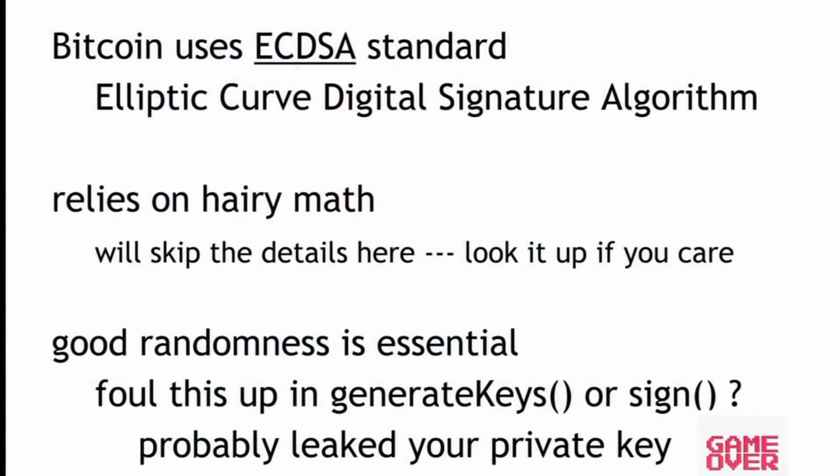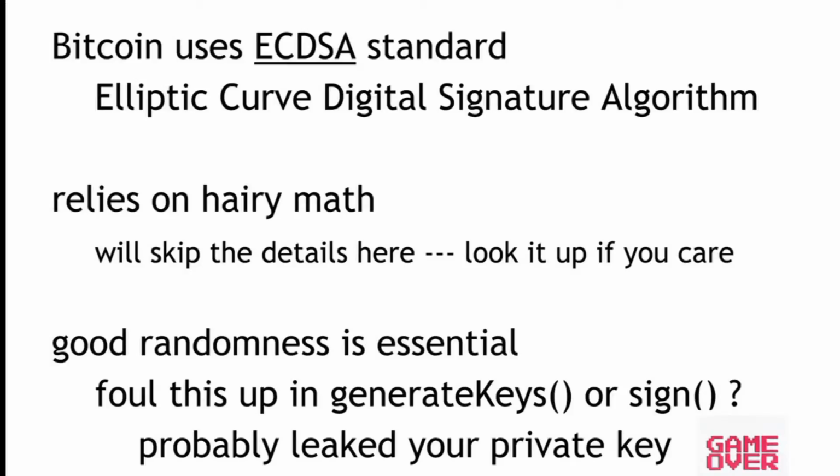Okay, now let's get into the nuts and bolts. Bitcoin uses a particular digital signature scheme called ECDSA. That's the Elliptic Curve Digital Signature Algorithm, and it's a US government standard. We won't go into all the details of how ECDSA works. It relies on some extremely hairy math, and trust me, you don't want to see all the details. You can look it up if you're interested. So we'll skip that. One thing I'll note, though, is with ECDSA, good randomness.